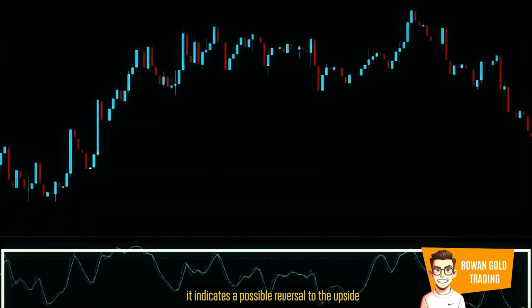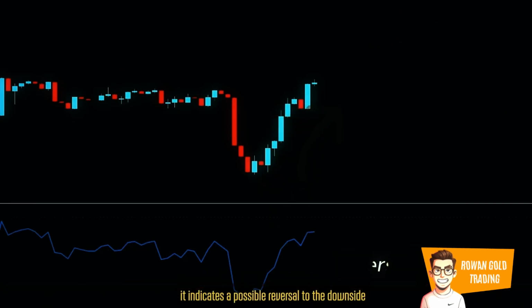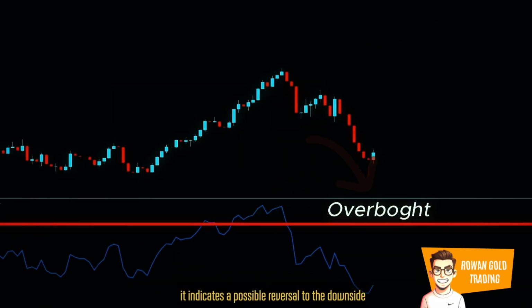When the line is in the oversold region, it indicates a possible reversal to the upside. If it's in the overbought region, it indicates a possible reversal to the downside.